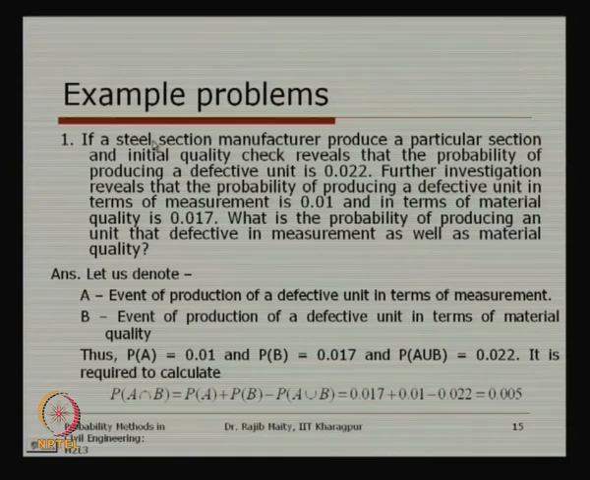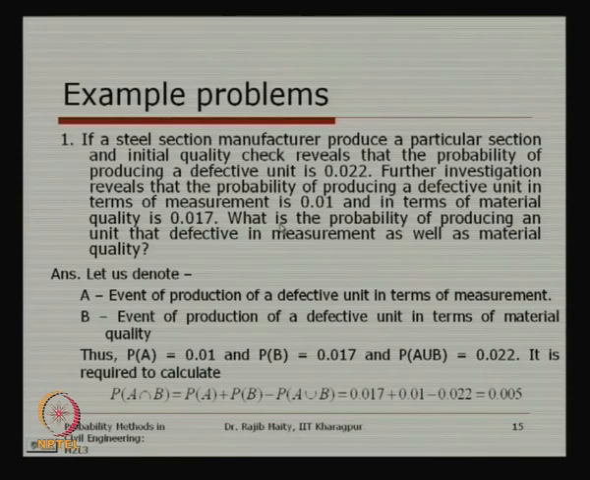that if a steel section manufacturer produces a particular section and the initial quality check reveals that the probability of producing a defective unit is 0.022, further investigation reveals that the probability of producing a defective unit in terms of the measurement is 0.01 and the defective unit in terms of the material quality is 0.017, then what is the probability of producing a unit that is defective in measurement as well as in material quality.